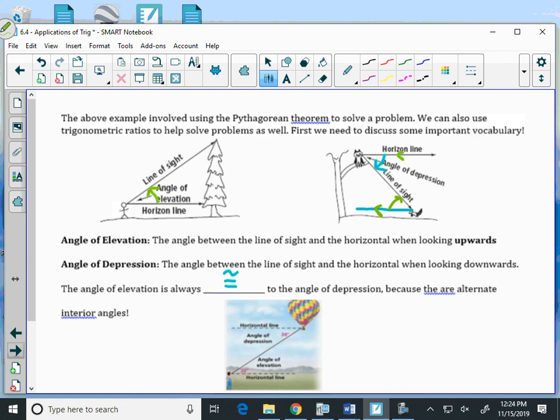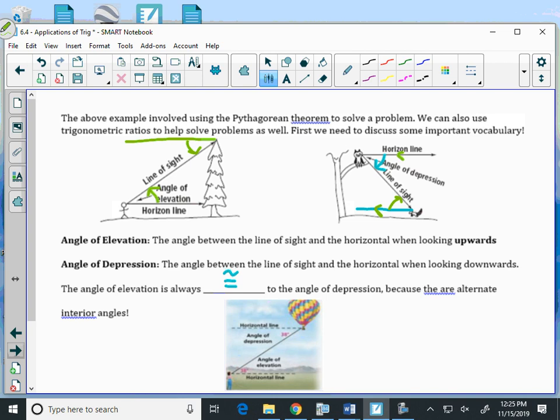Same thing in this diagram. The person's looking up at the top of the tree. Let's say the tree's looking down at the person. It's not, but let's just say it is. Okay? This angle of elevation is the same as that angle of depression. They're the same. Those horizontals are parallel to each other. The line of sight is acting as a transversal.